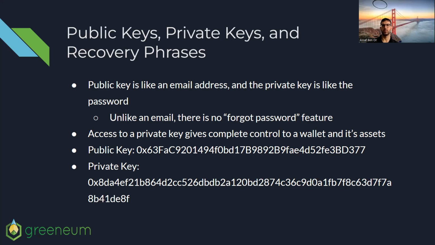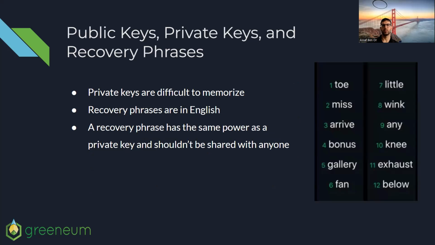On the slide, you can see two examples of what a public and private key look like. As you can see, they are a bunch of numbers and letters, lowercase and uppercase. It's a bit tough to memorize these or write them down or copy them without any mistakes, which is why the crypto world has introduced recovery phrases. A recovery phrase is a list of, usually between 12 to 24 English words that are a lot easier to memorize compared to the private key. And they have the same power as a private key, and they shouldn't be shared with anyone.